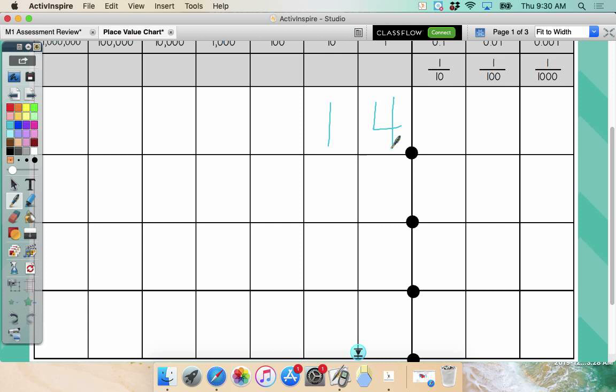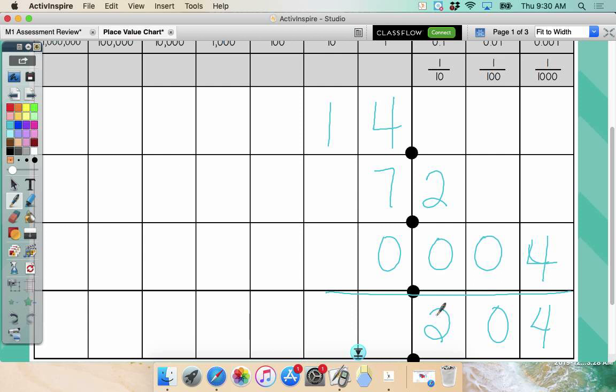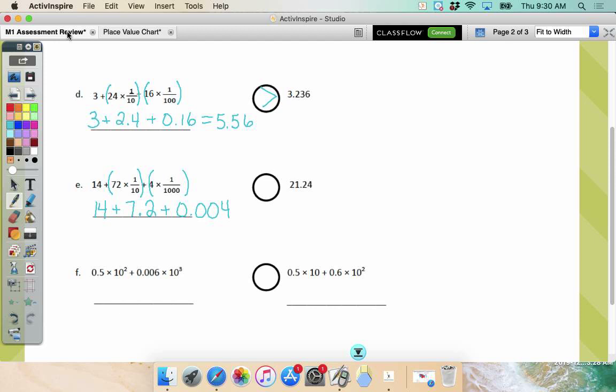What's the next number? 7.2. And next number is 4 thousandths. Okay, so if I add that up this way, I won't mess up. Are you with me? 21 and 204 thousandths. So I'm going to write that answer down here.